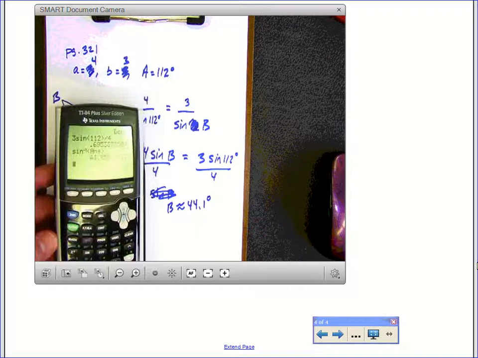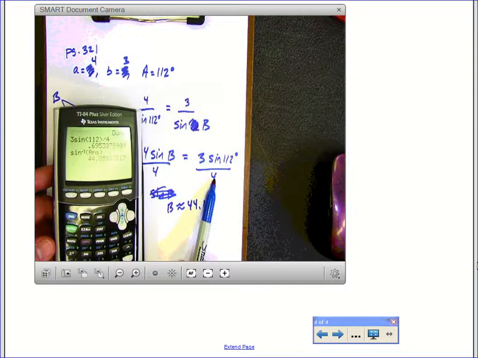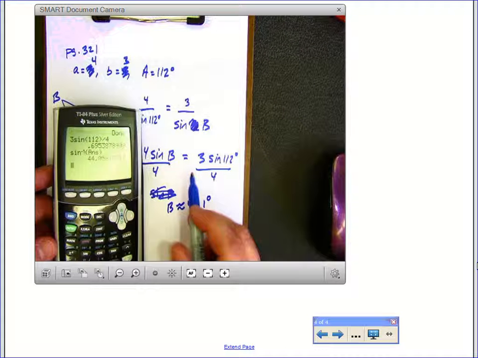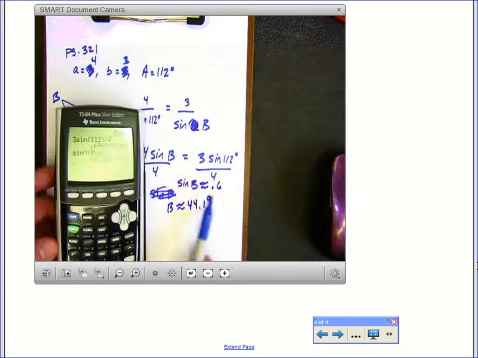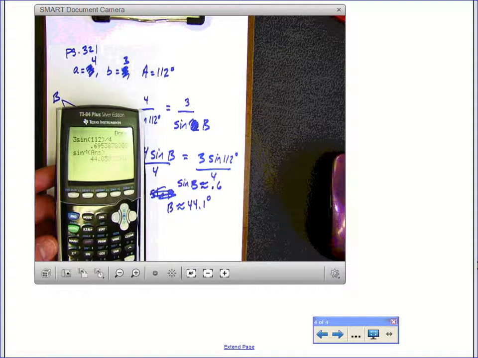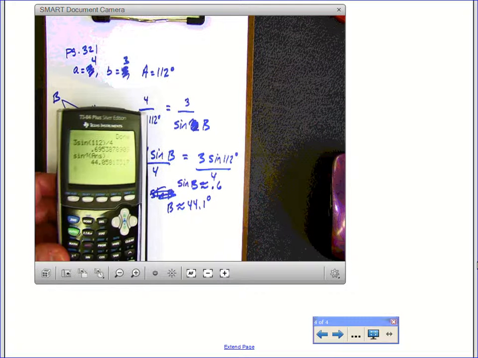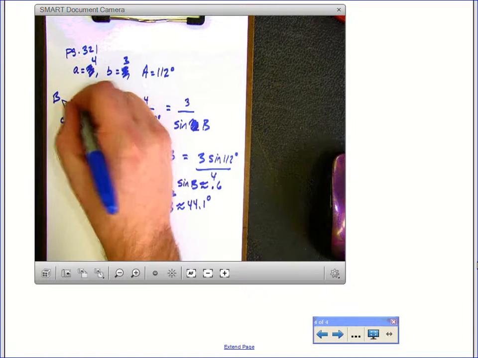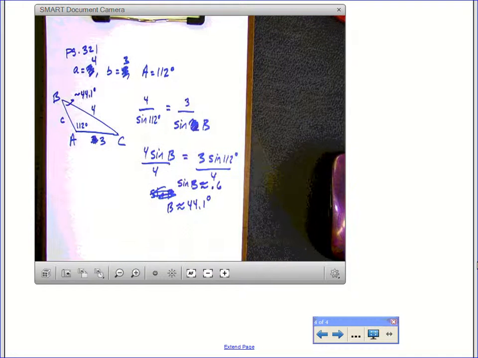All right, 3 times sine of 112 divided by 4. So you got like 0.6 something. Well, that 0.6 something is not B. That's the sine of B. So how do we find angle B? It's the inverse of it. Second sine, sine negative 1 power, okay? So we got angle B is 44.1 degrees. All right, let's write it in my triangle. Okay, so it's about 44.1 degrees.